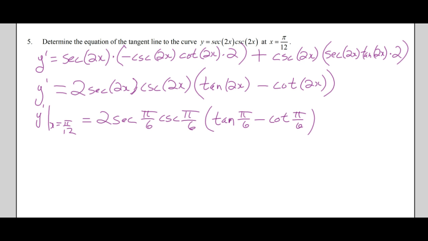Okay, what are the odds? Secant is 1 over cos. Cos of pi over 6 is root 3 over 2. So 2, cosecant is 1 over sine. So it's 2 over 1. Tangent. Tangent is sine over cos. That's 1 over root 3.